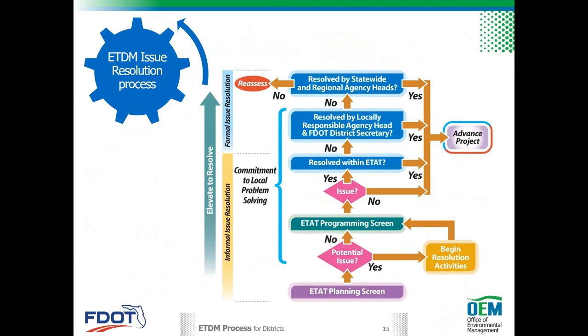Potential disputes should be addressed as early as possible to make the best use of agency skills and resources. An ETAT member may identify a potential issue during the planning or the programming screen. And initially, the ETDM coordinator works with the Office of Environmental Management and the appropriate ETAT representatives to informally resolve the disputed issue at the agency staff level before elevating the discussion to the formal issue resolution process.